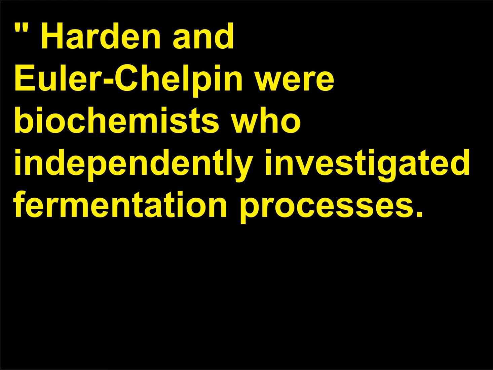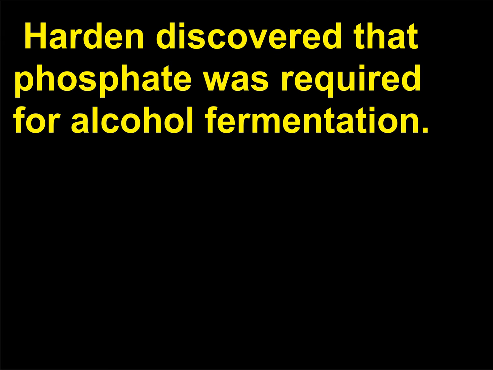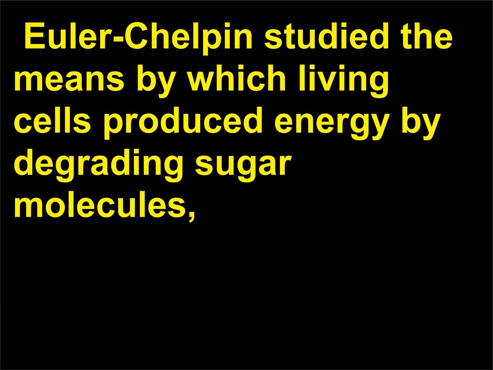Harden and Euler-Chelpin were biochemists who independently investigated fermentation processes. Harden discovered that phosphate was required for alcohol fermentation. Euler-Chelpin studied the means by which living cells produced energy by degrading sugar molecules, and the machinery that cells used to perform these reactions.